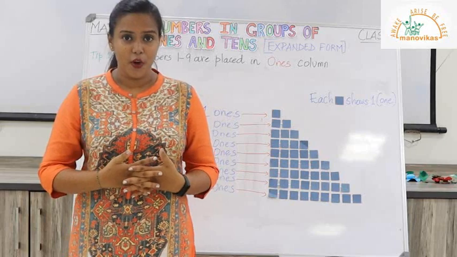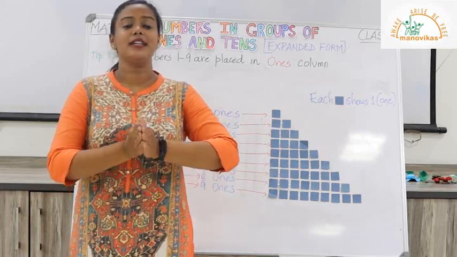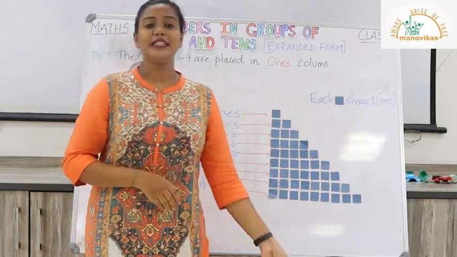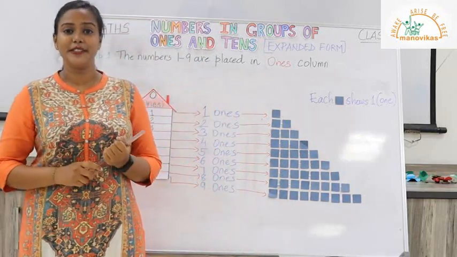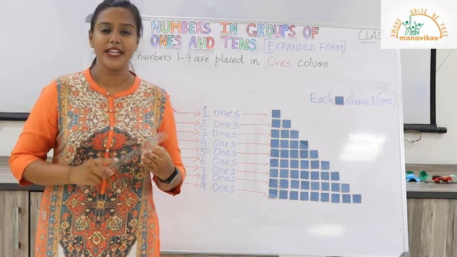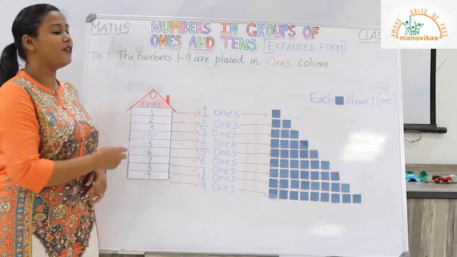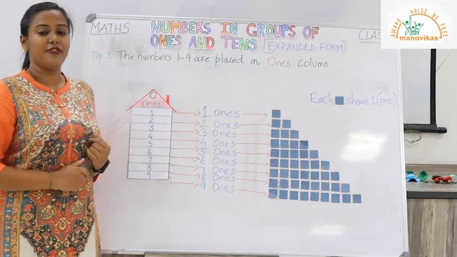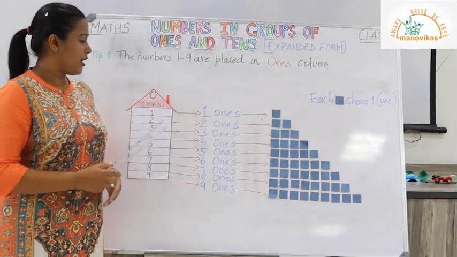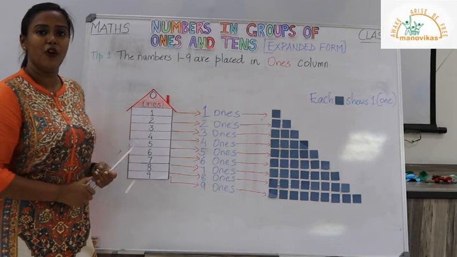Now before we move on to our new topic for today, let us take a recap and see what we have learned in our previous maths videos. So students, in your previous maths videos, you have learned about family of ones, family of tens and place value. Here, as you can see, we have the family of ones. And you know, in the family of ones, we have numbers 1 to 9.